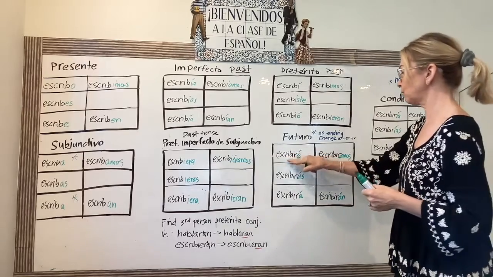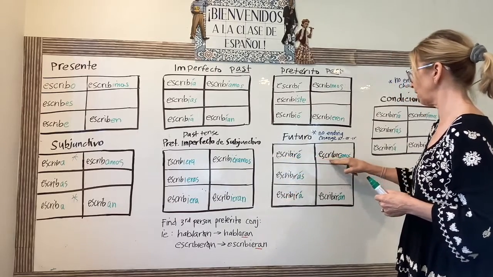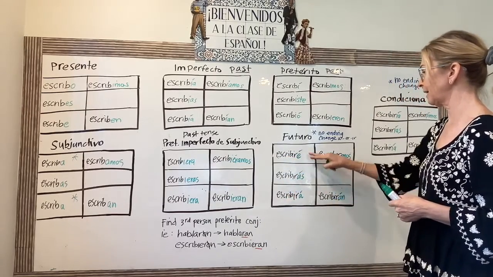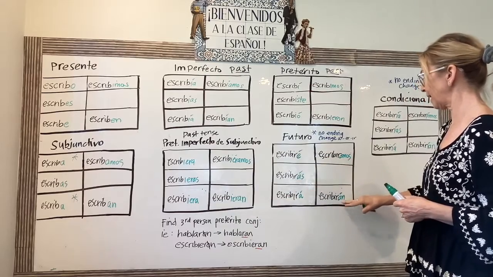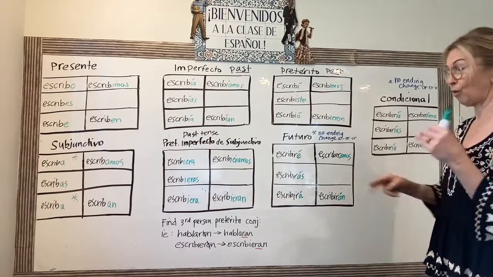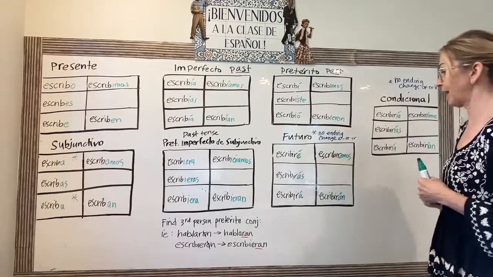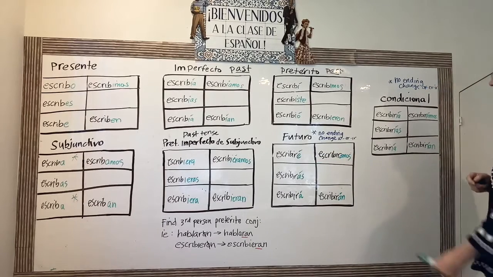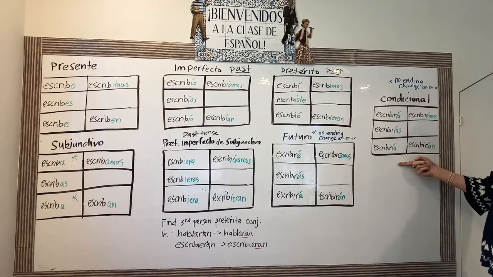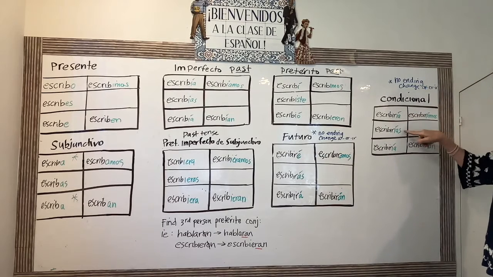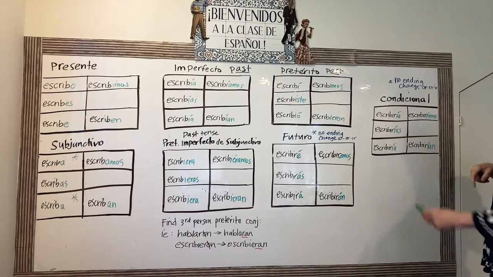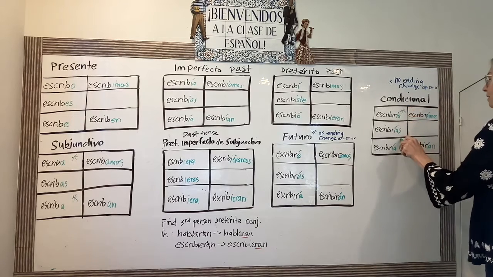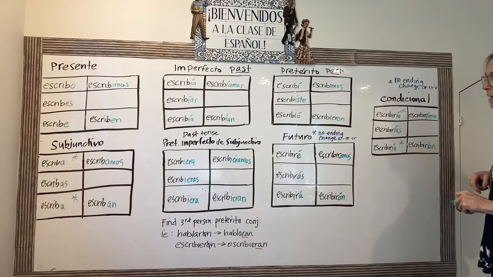Future, remember, just put your whole verb in the infinitive and do these endings, é, ás, á, emos, án, with an accent. Remember, the whole verb with an accent on the ending is going to give you the idea that it's a future. This is the easiest tense to learn. And then the conditional, escribiría, it's really hard to say. Escribiría, escribirías, escribiría, escribiríamos, escribirían. And again, these are the same. First and third person is the same.